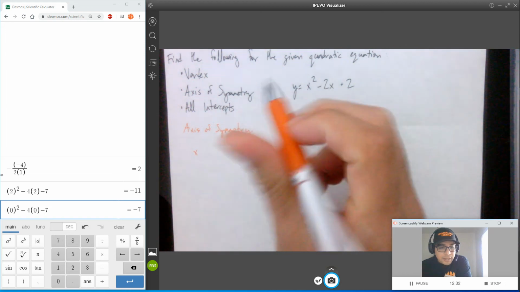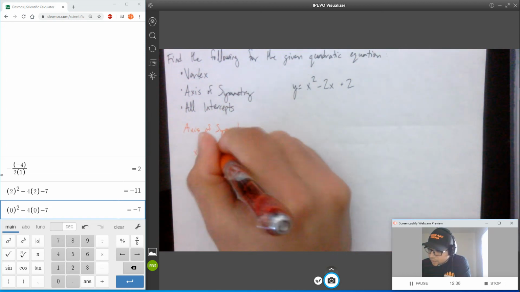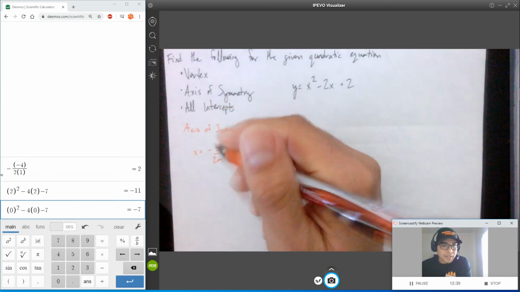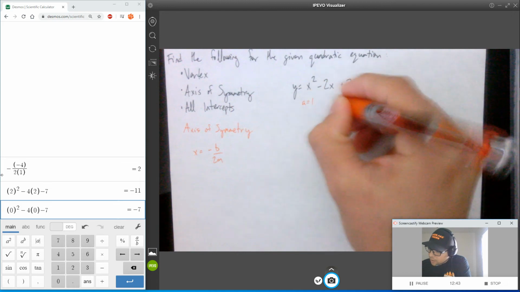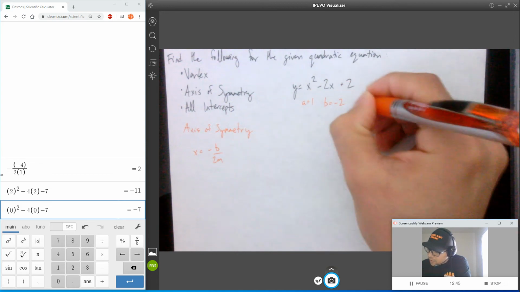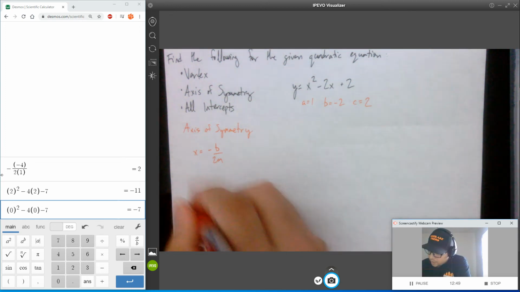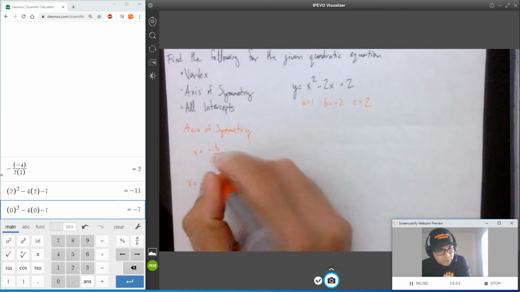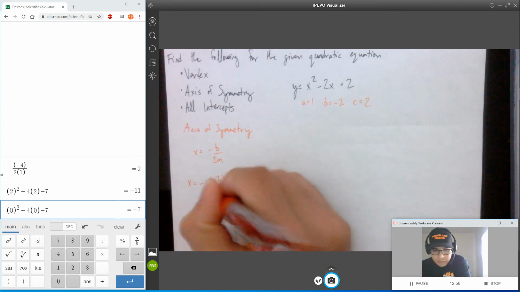All right, so let's take a look at this. The axis of symmetry is going to be x equals negative b over 2a, or the opposite of b over 2a. In this case, a is equal to 1, b is equal to negative 2, and c is equal to 2. So, just like we did in the previous one, x is equal to the opposite of negative 2 all over 2 times 1.